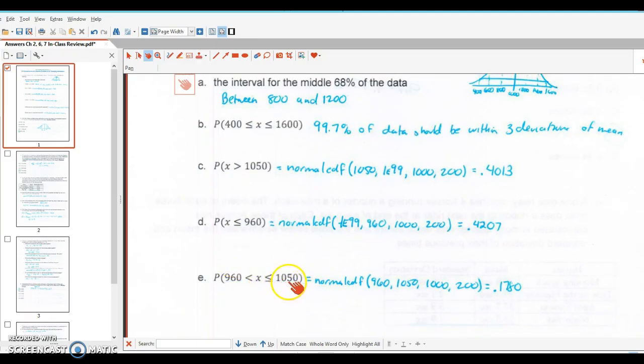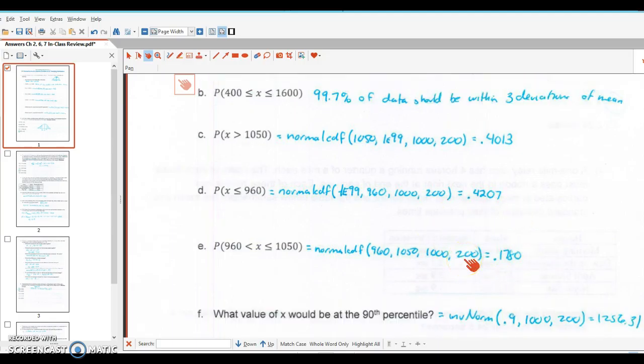Between 960 and 1,050, so that gives me both my lower and upper bound. I have no need for infinities with the mean and the deviation, so I get about a 17.8% chance. Okay? I went out 4 decimal places because that's about the same that you would get from the table A.